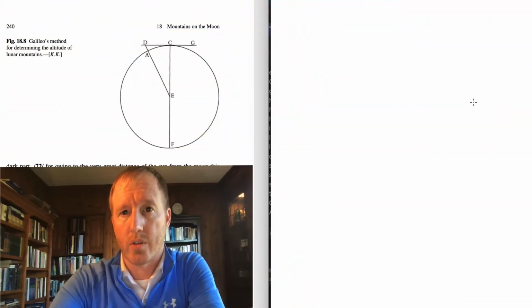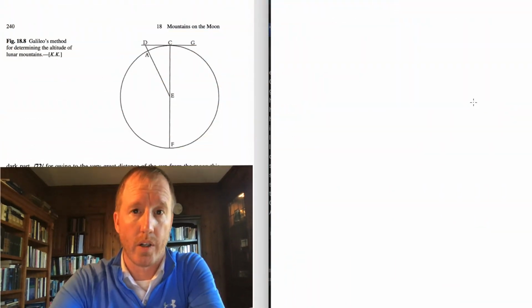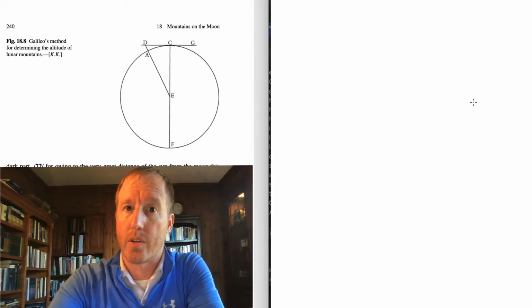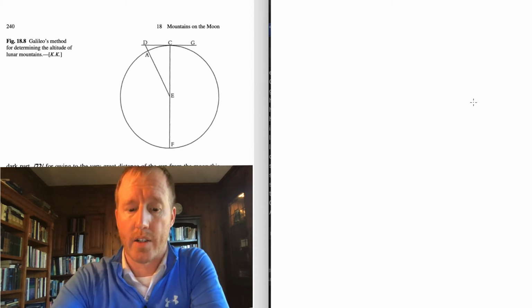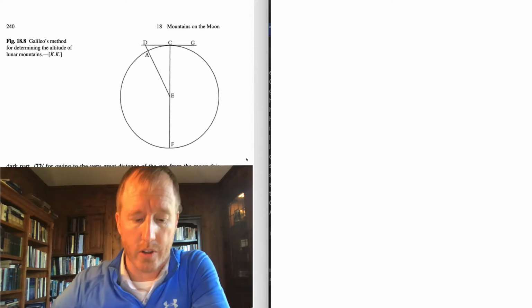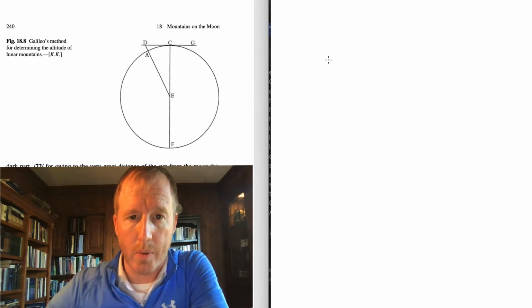So in this lecture, what I want to do is talk about page 240 in A Student's Guide to the Grade Physics Texts, Volume 1, wherein Galileo in his book, The Starry Messenger, describes his technique. So I'm going to draw a picture that will help illustrate this. So suppose, for the moment, that we draw a picture of the moon. The moon is right here.